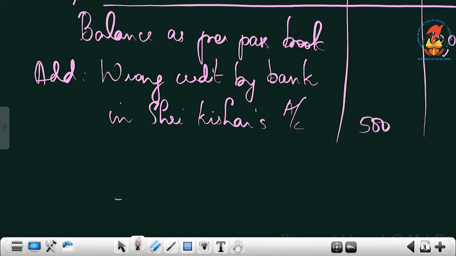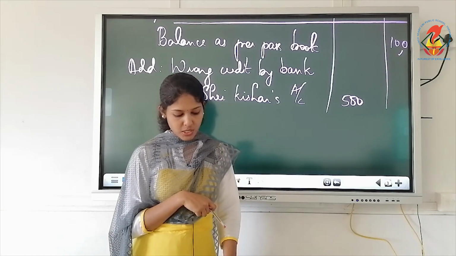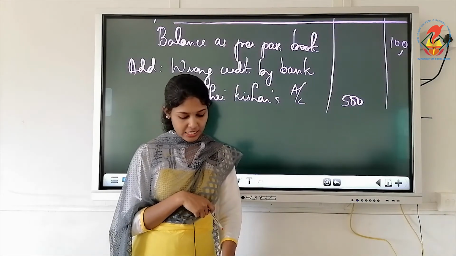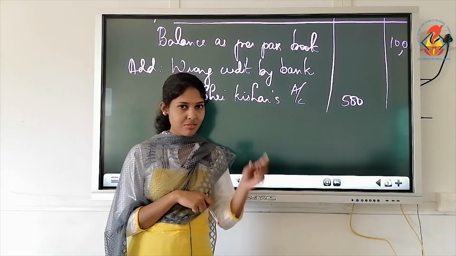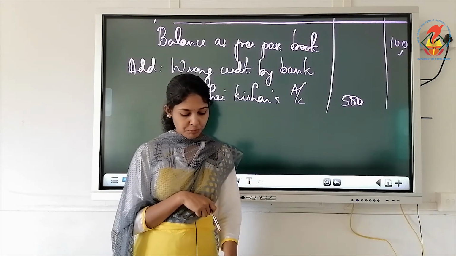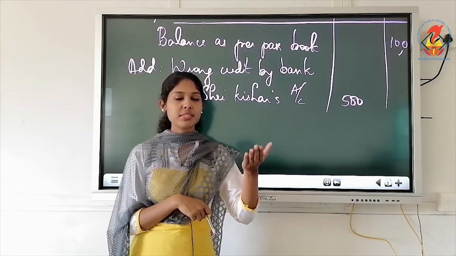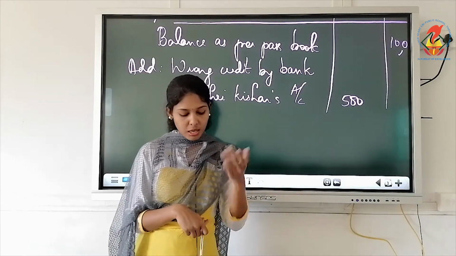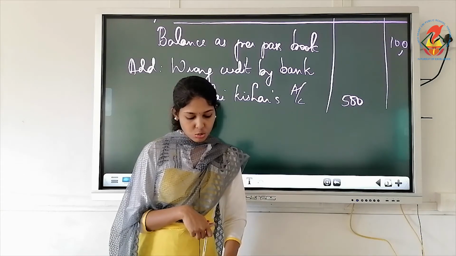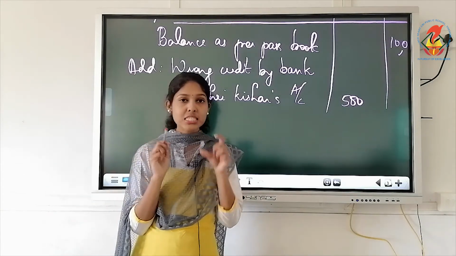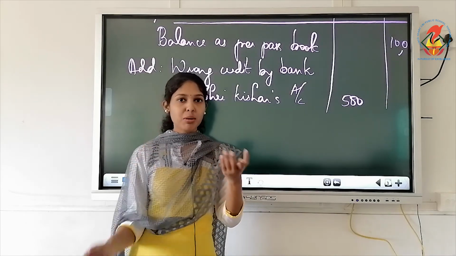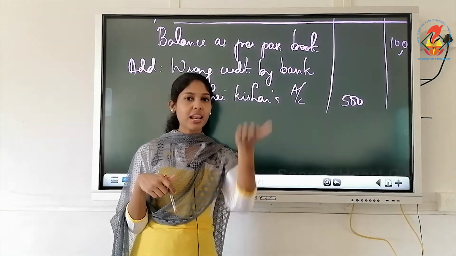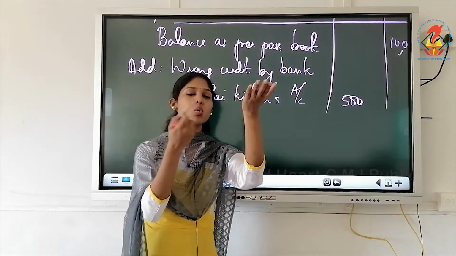The next one, bank recorded a cash deposit of 2,589 as 2,598. There is a difference between these two figures. Bank recorded a cash deposit. That means how will they record? It is a deposit, so normally they will add it in the bank passbook. But they have added how much? 2,598. It's actually 2,589, but they have added more. Understood? They have added 2,598, which means 9 rupees more.